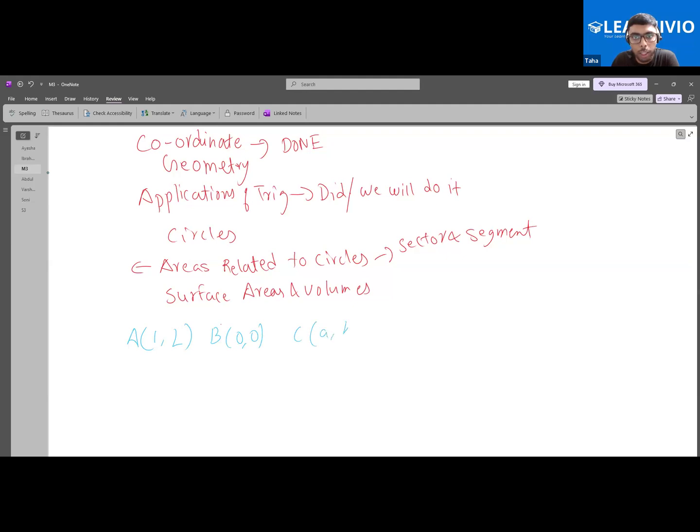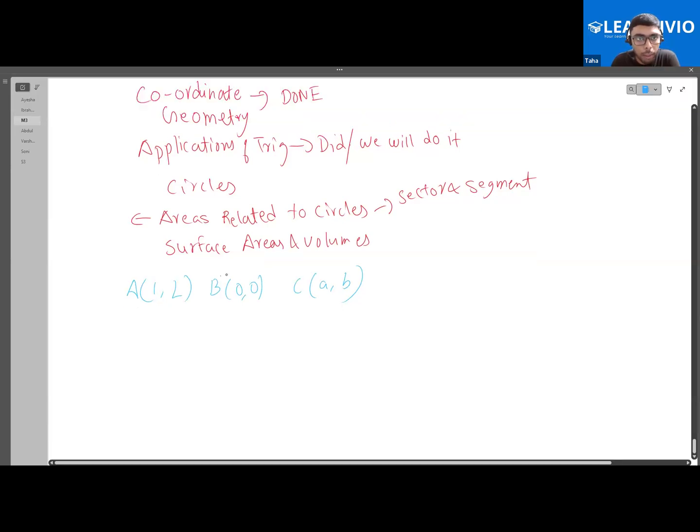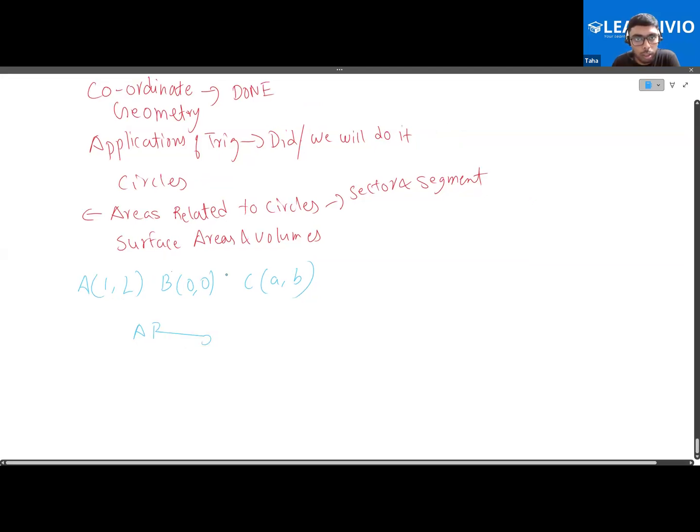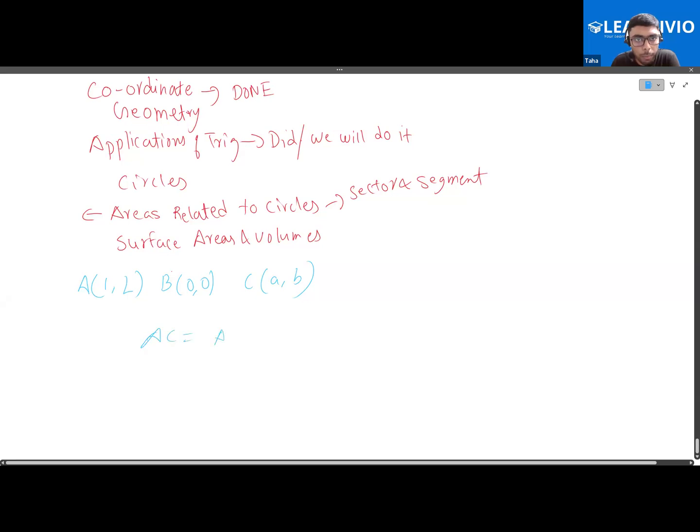Was A comma B, right? We have changed the notation of the points, but let's walk through it. So if they are collinear, then AB is equal to... what was the condition again, Umer? AB is equal to AC plus BC, right? This is the condition. Okay, so if AC is equal to AB plus BC, the whole length is equal to AB plus BC.